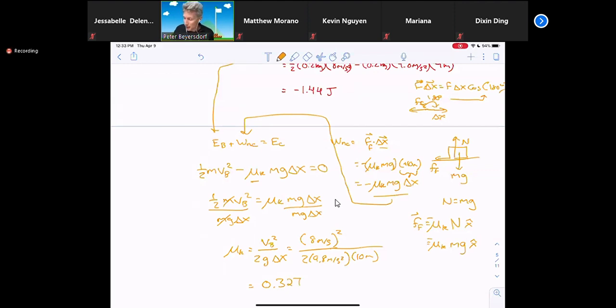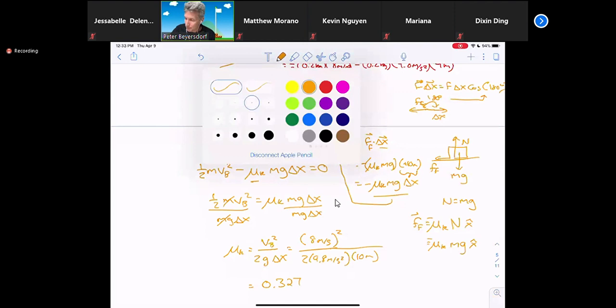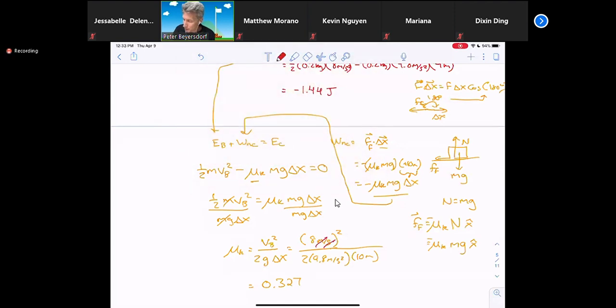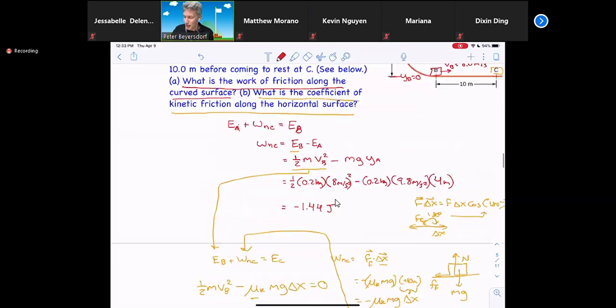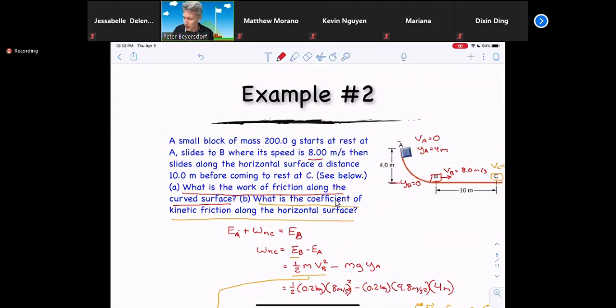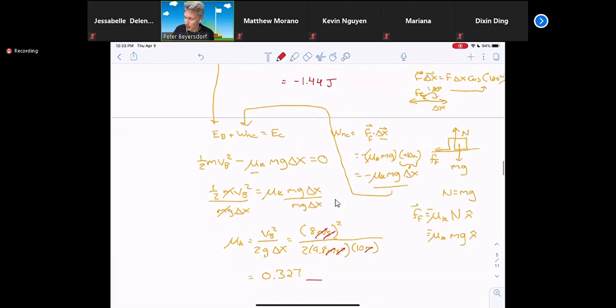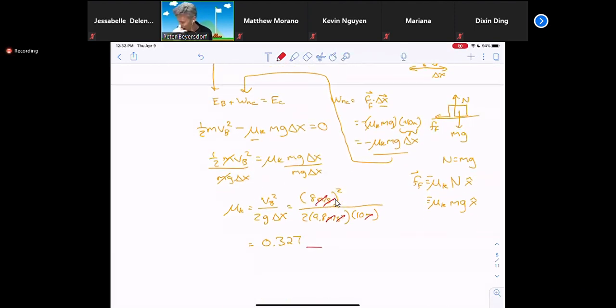And let me check the units. I've got meters per second squared in the numerator, and I've got meters squared in the denominator and per second squared. So the units are all canceling out. So this is going to be dimensionless. That's what I expect for a coefficient of friction. It should be dimensionless. And if I go back to the problem, I had 3 significant digits that I need to keep. So I've written this with 3 significant digits.